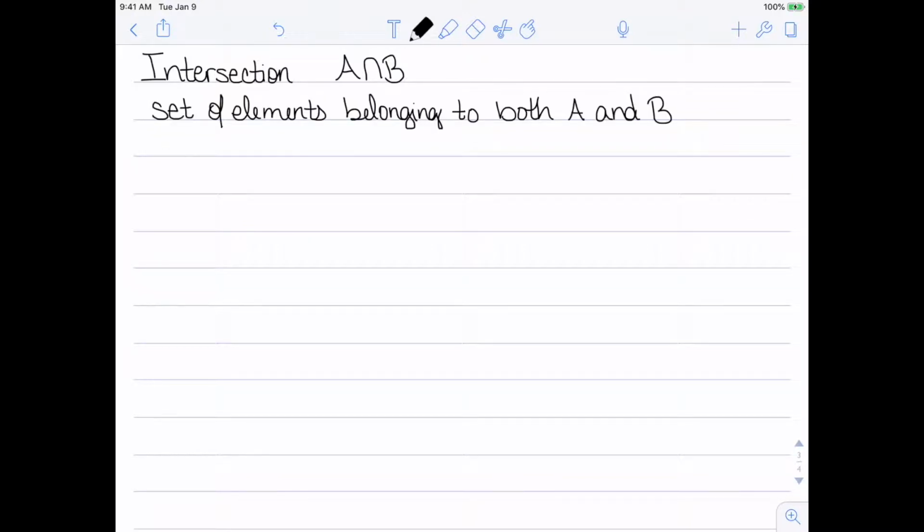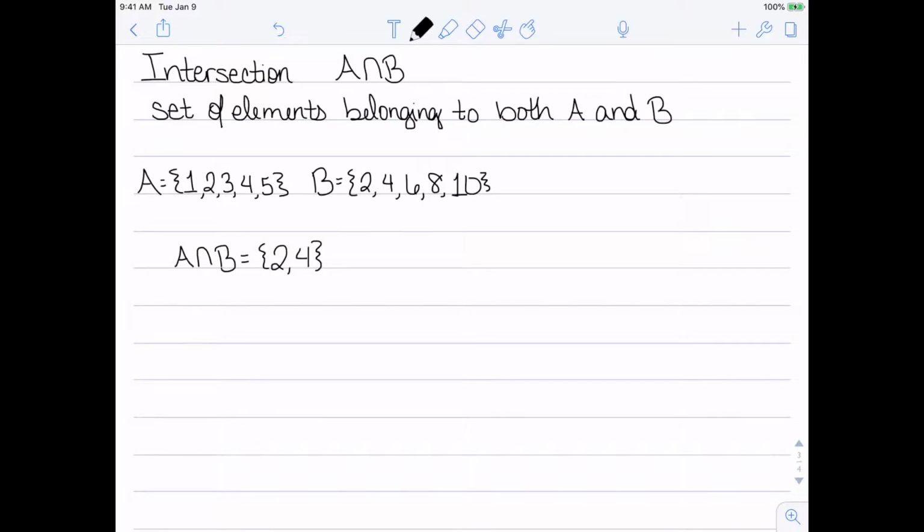The next set operation we want to look at is known as the intersection. And this is how it's denoted. It kind of just looks like the upside down union symbol. And the intersection is the set of elements belonging to both A and B. It's what they have in common. So we'll once again consider the same sets that we had before. A is the numbers 1 through 5, and B is 2, 4, 6, 8, 10. Then A intersect B is just the set 2 and 4, since 2 and 4 are the only things that are in both A and in B.